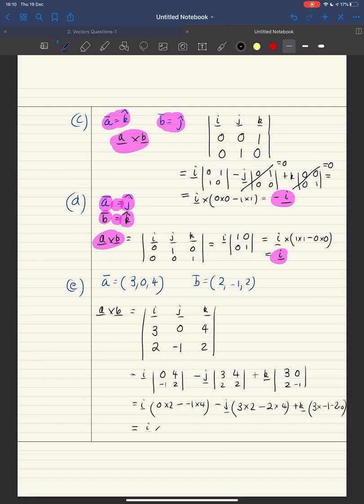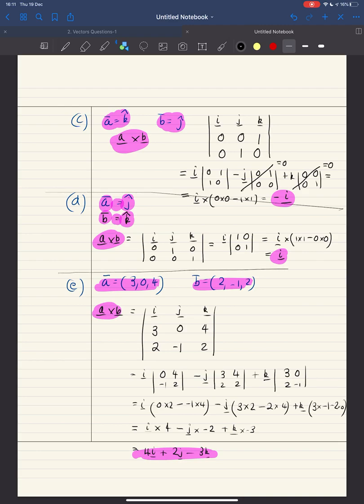So this is i times 4, minus j times 6 minus 8, minus 2, plus k times minus 3. So it's 4i plus 2j minus 3k. And that's our answer to that one. So that's there. That's A cross B. That's A, that's B. A bit messy, these maybe. That's a question there, another question there, that's the third one there.